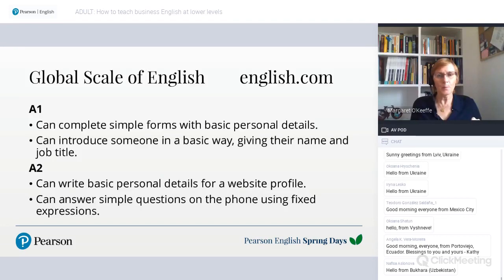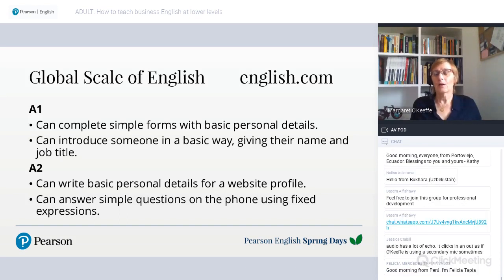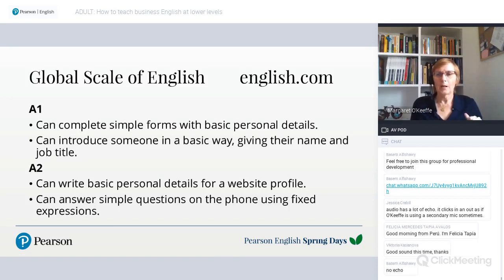For speaking for A2, we've got another example here. Can answer simple questions on the phone using fixed expressions. So we're hoping that at A2 level, we can give them practice of telephoning language. Not at A1, but certainly A2. And I find telephoning is really challenging for my learners, even at higher levels. So to give them that practice, I think is really, really valuable.